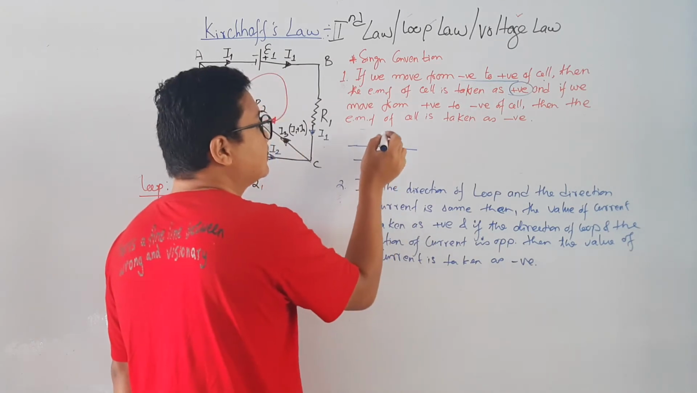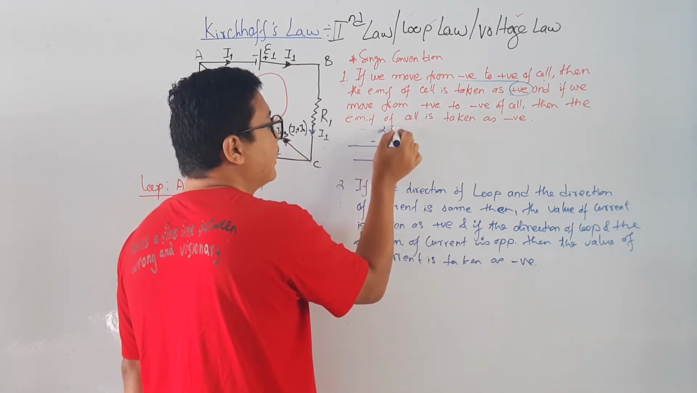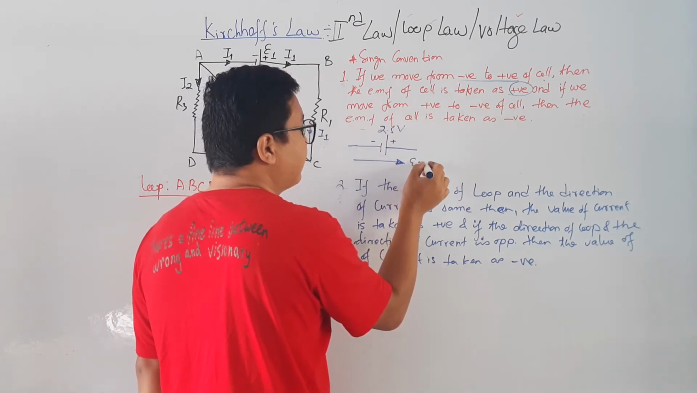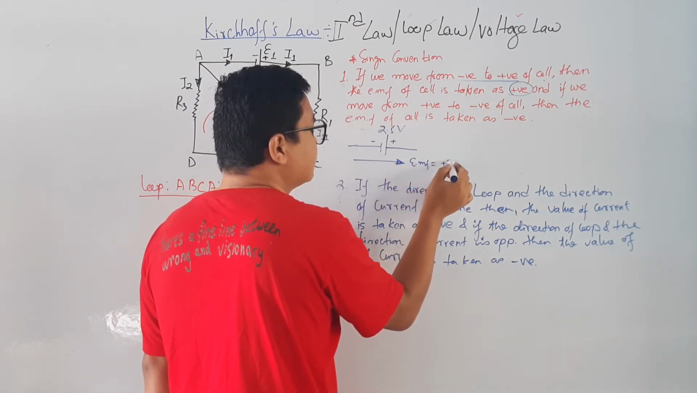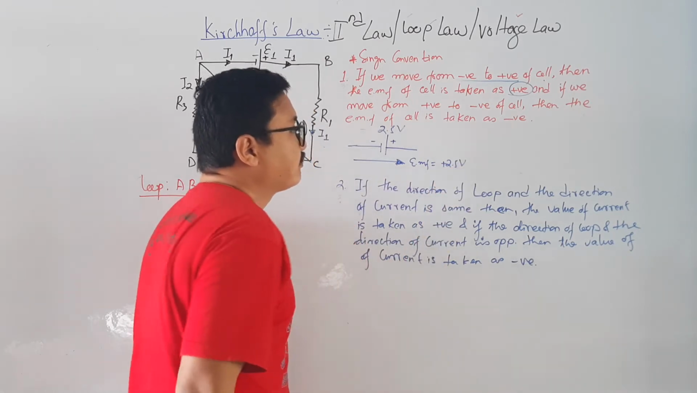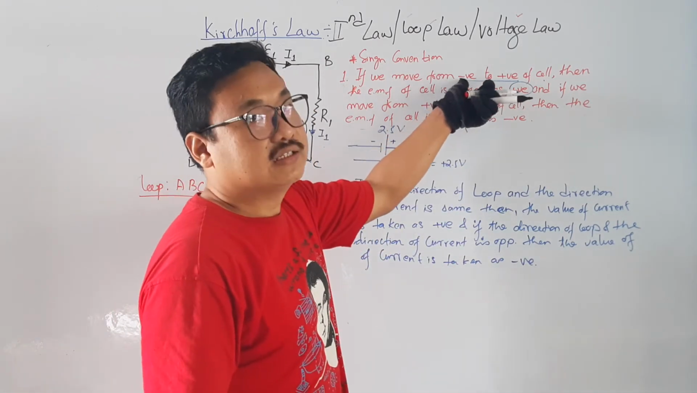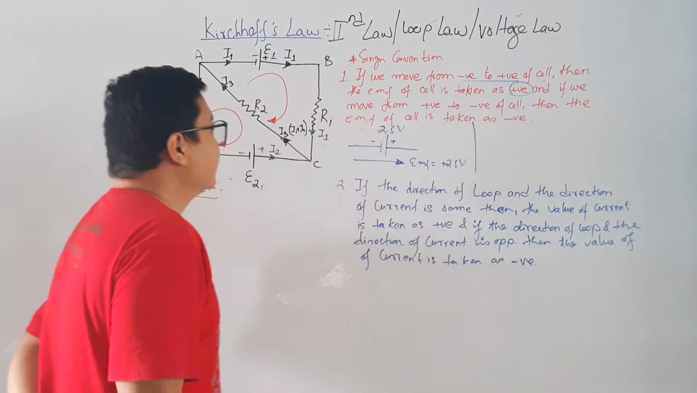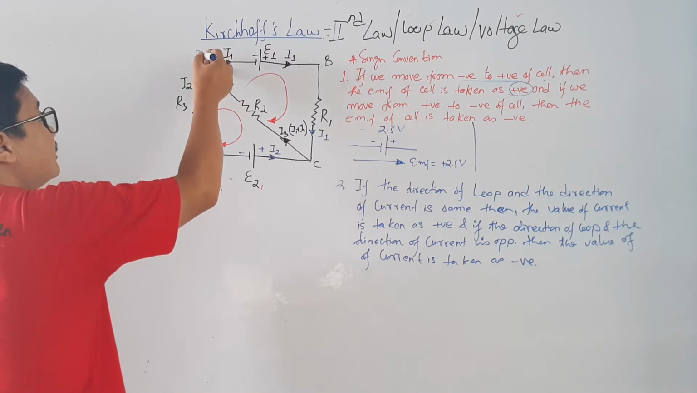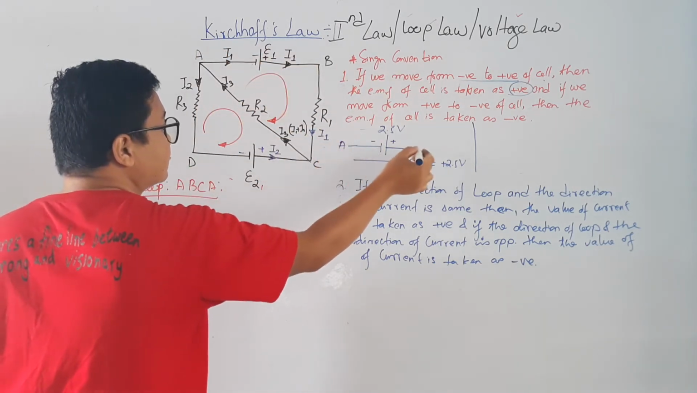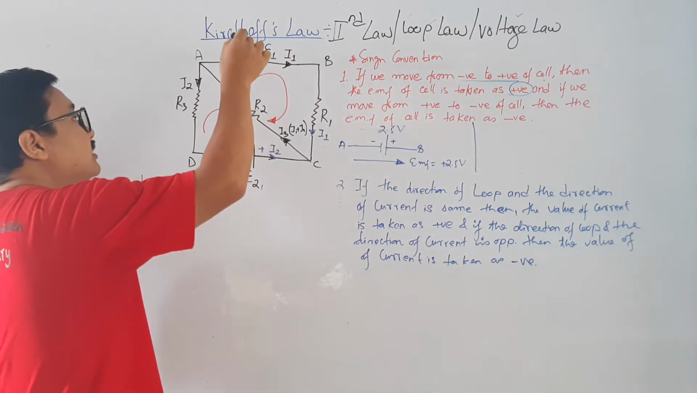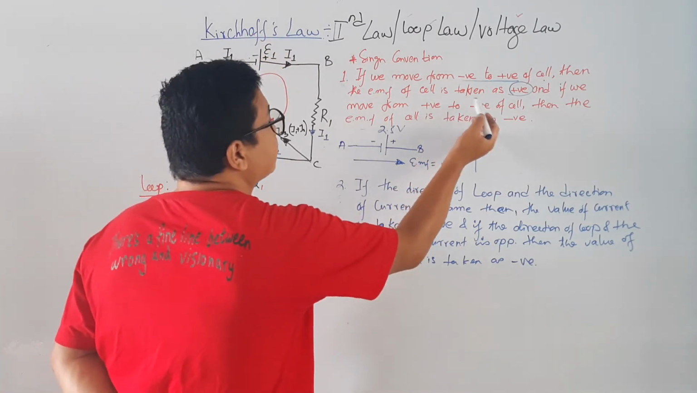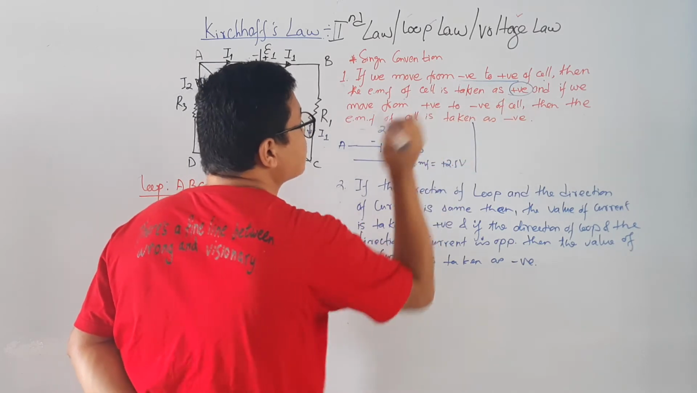If the EMF of the cell is, say, 2.5 volt, then it should be written as EMF is equal to plus 2.5 volt. Why? Because we are moving from negative to positive. So this is one example. We are going from A to B. This is my A and this is my B. And we are moving from where to where? Negative to positive. Then the value of the cell should be taken as positive.